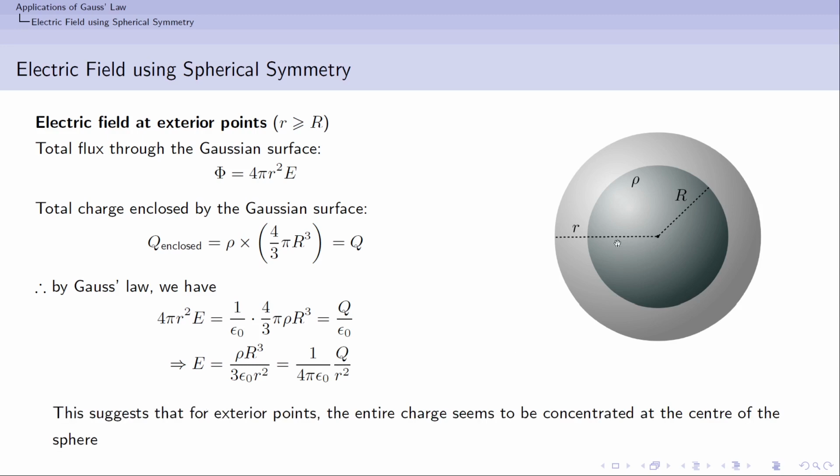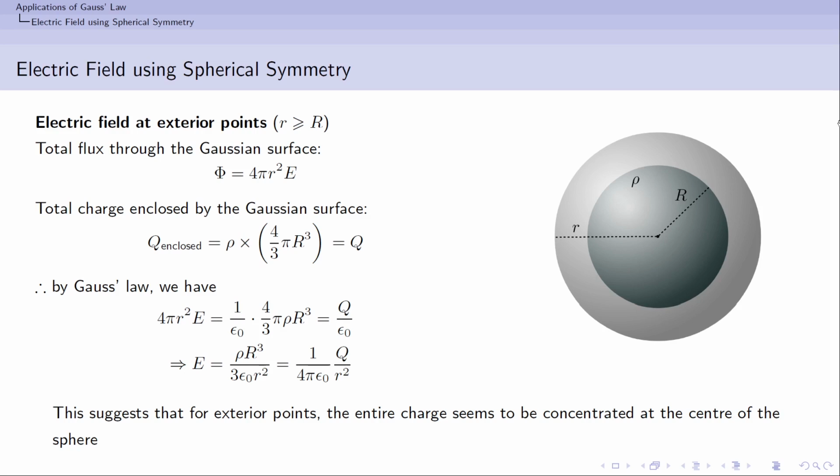So this suggests that for points outside the spherical distribution, it's as if the total charge Q is concentrated at the center of the sphere. This actually reminds us of the concept of the center of mass, where the entire mass seems to be concentrated at that point. Here the total charge seems to be concentrated at a single point, which you could call the center of charge.